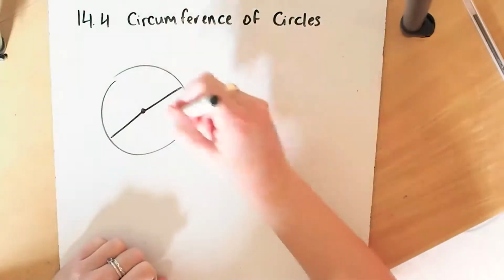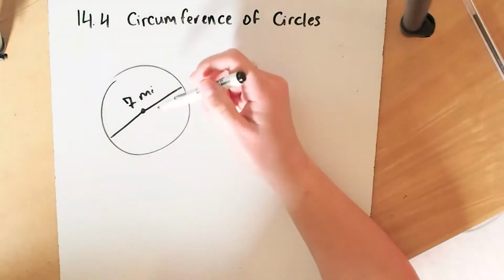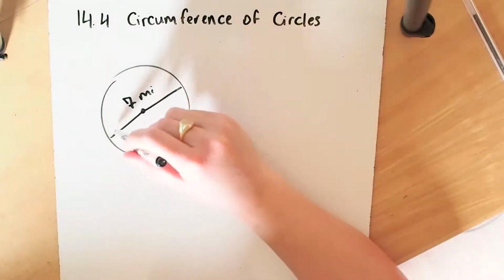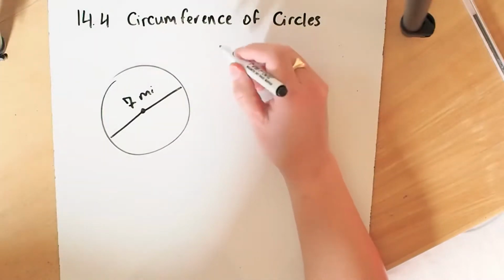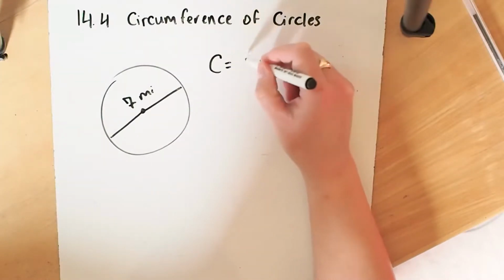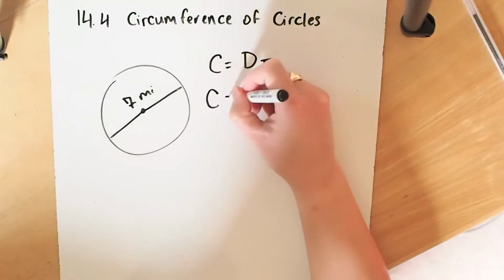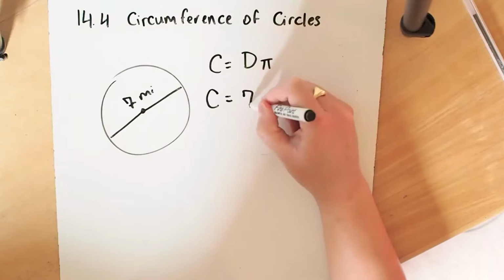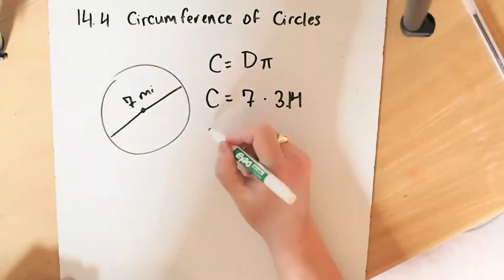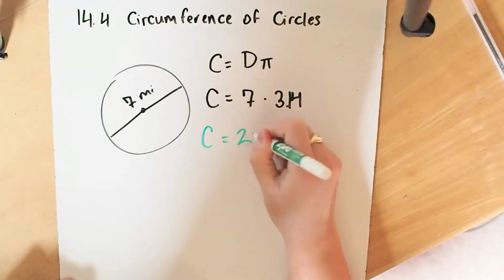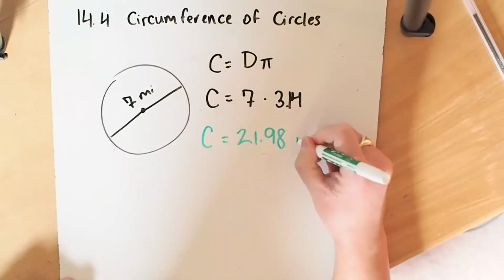Let's do one more example. Here's a circle that has a diameter of 7 miles. I can tell that it's a diameter because I'm given the distance all the way across. I want to find the circumference. The first thing I'm going to do is write my formula, circumference is equal to diameter times pi. And then all I have to do is plug in the numbers I'm given. The circumference is equal to 7 times 3.14, and as my answer, I get circumference is equal to 21.98, and this time my units are miles.